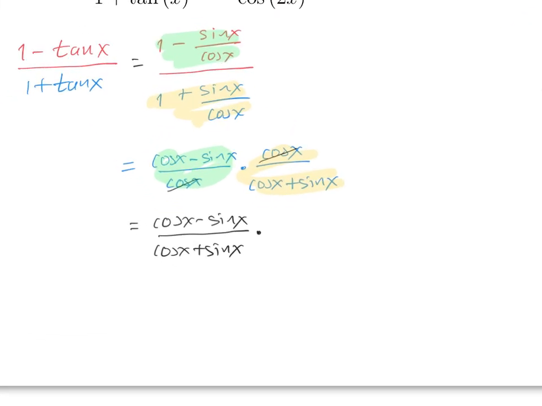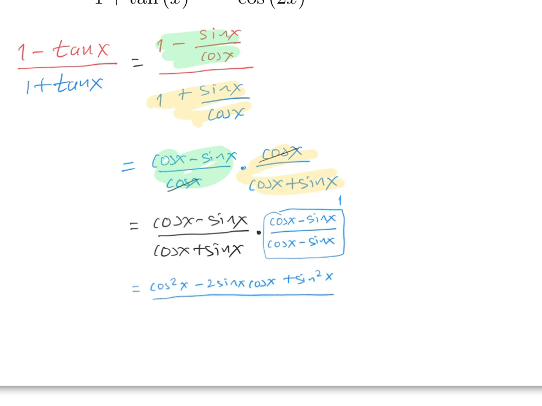1. So what do we need for 1? We're going to multiply by this, cosine x minus sine x divided by cosine x minus sine x. So notice that this is just the number 1. So you distribute on the top, you're gonna have cosine square x minus 2 sine x cosine x, that's by using FOIL, and then plus sine square x. And then on the bottom, you're gonna have cosine square x minus sine square x, which by definition, this is already telling you this is cosine of 2x.